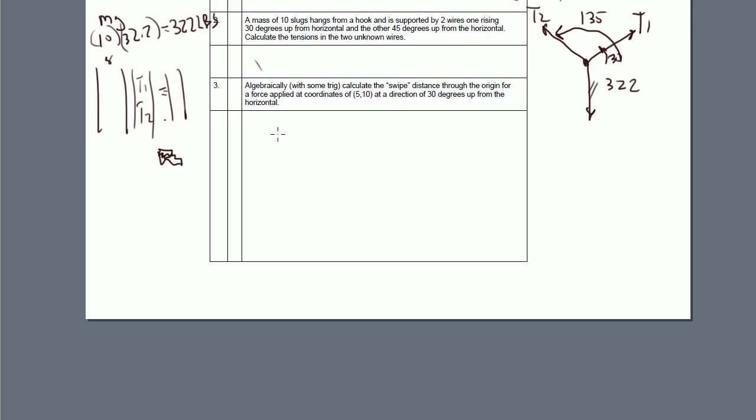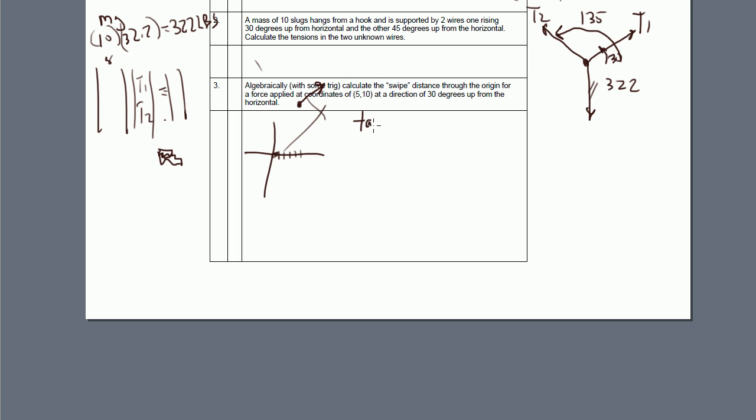Okay, a force applied at coordinates 5, 10, somewhere up here, with an angle of 30 degrees, all right? So my question is, what in fact is the swipe distance so I can go through the origin? And of course, you know how to do this in CAD, offset through, etc. And how are we going to do this?